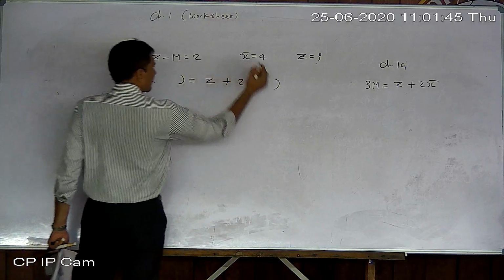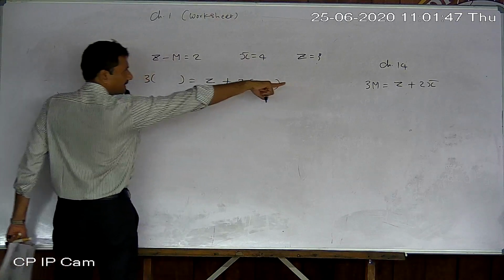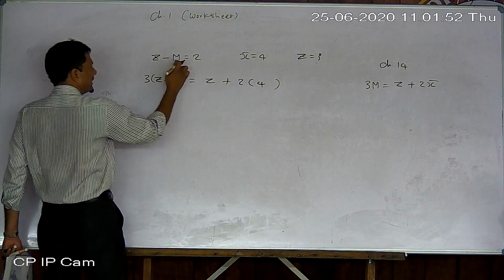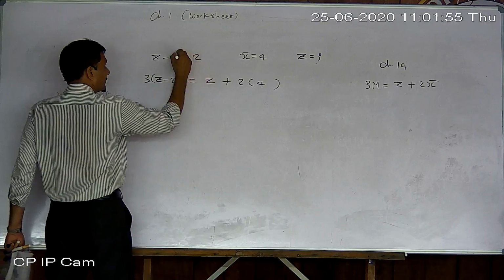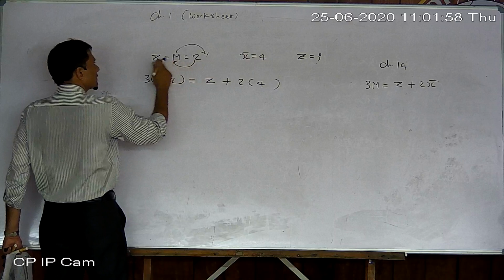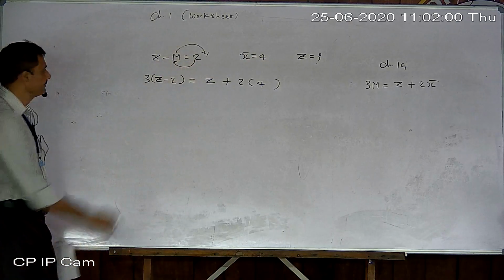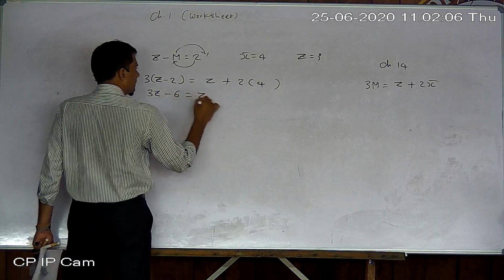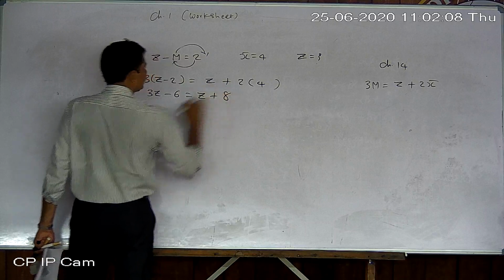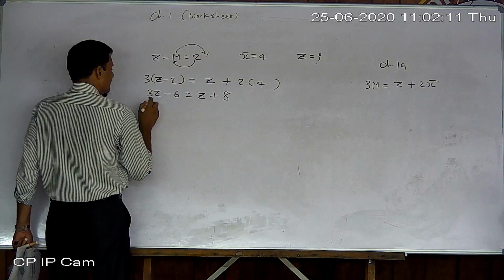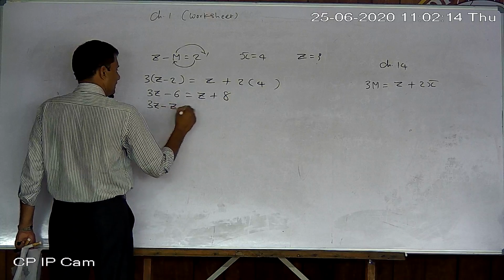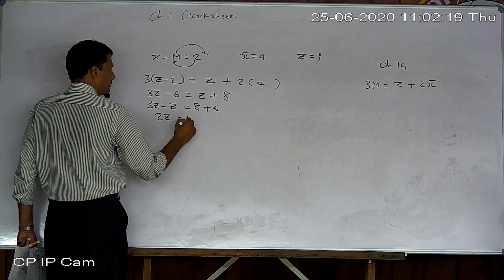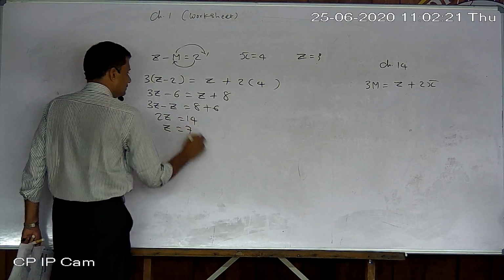So write down x bar 4. The formula I have written there. Now in place of m, I can write z minus 2. Why? z minus m equal to 2, so m comes here and 2 goes there, so z minus 2 equal to m. Now just solve this one. So 3z minus 6 equal to z plus 8. So 3z minus z equal to 8 plus 6, that is 14. So 2z equal to 14, so z equal to 7.